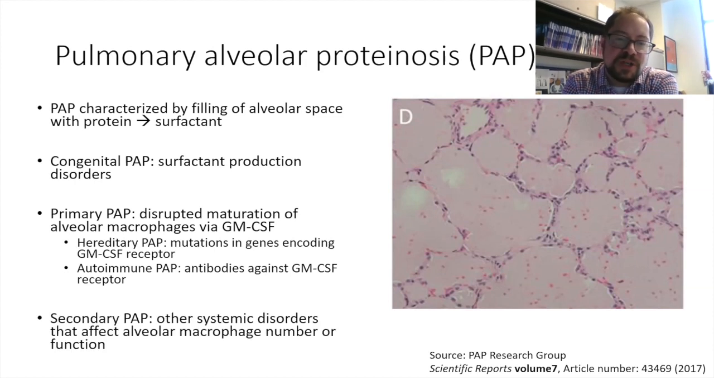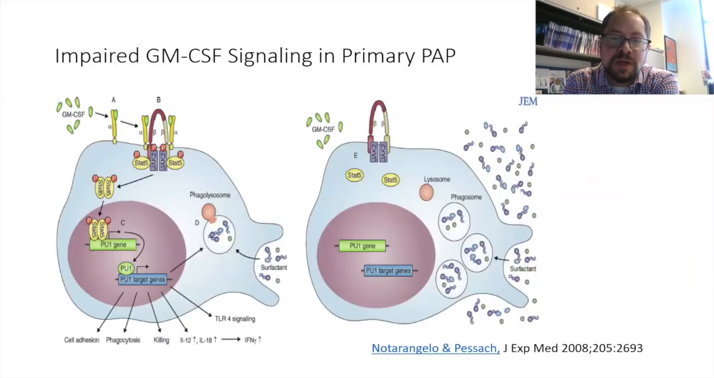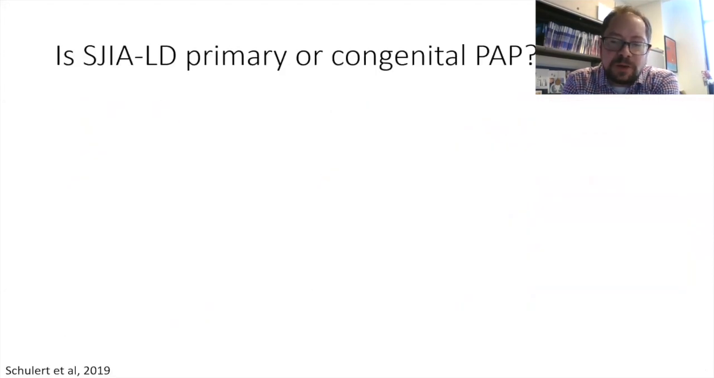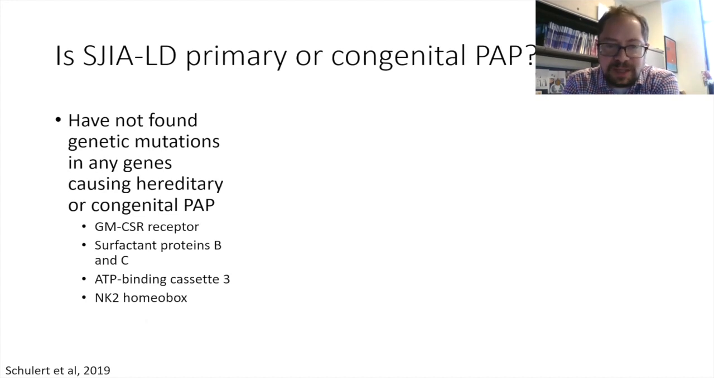And then there's a whole gamut of secondary causes, which very broadly are things that affect the function or number of alveolar macrophages. So with this, and with our colleagues here who are world experts on PAP, we began to examine these patients with lung disease to ask: is this really primary or congenital PAP? And the short answer is no.